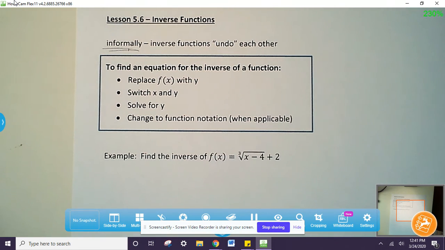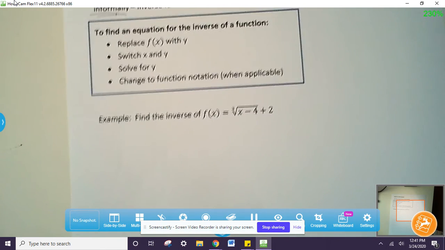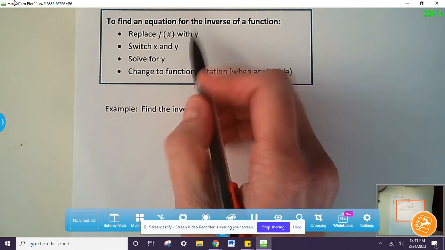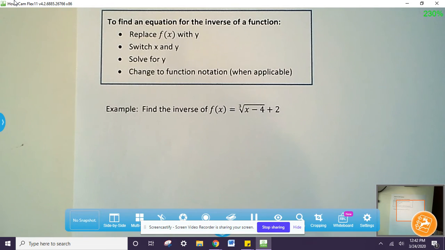So for inverses, the first thing we want to do is learn how to find an equation of an inverse. To find an equation of an inverse, we replace f of x with y, switch x and y, solve for y, and change back to function notation if possible.